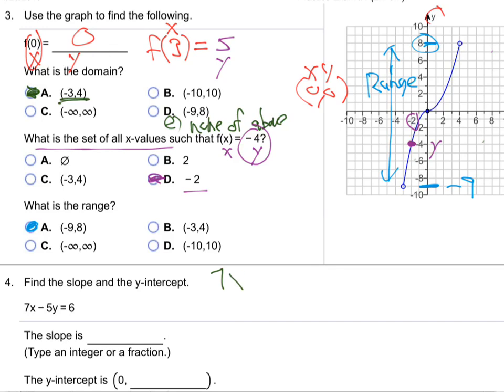So if we take the equation 7x minus 5y equals 6, and we get y alone, what's our first step to get y alone? 7x, jump it over.